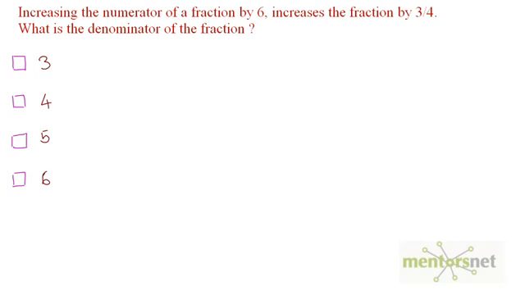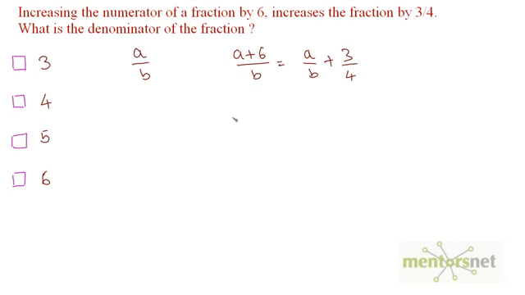And finally, the last question. Increasing the numerator of a fraction by 6 increases the fraction by 3 by 4. What is the denominator of the fraction? So let the fraction be a by b. We are increasing the numerator by 6, so (a plus 6) by b. It increases the fraction by 3 by 4. So the new fraction is a by b plus 3 by 4.